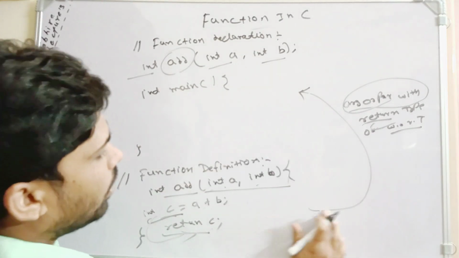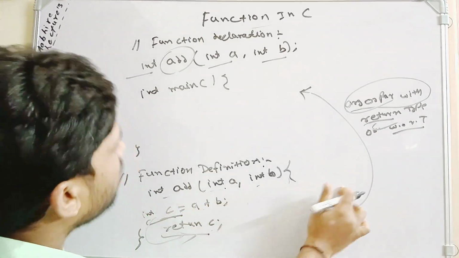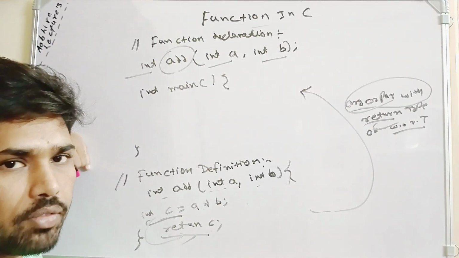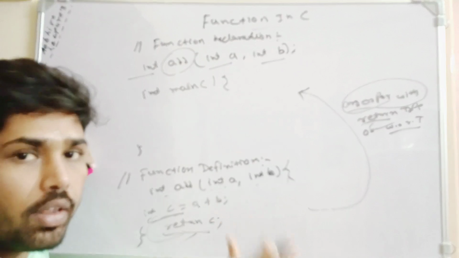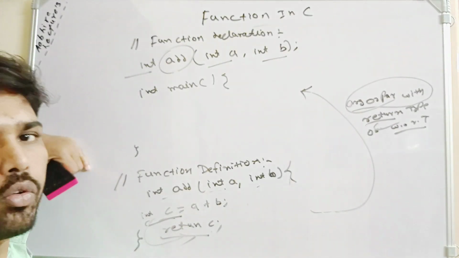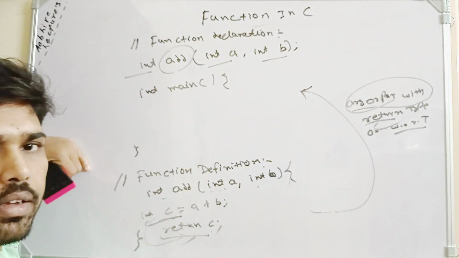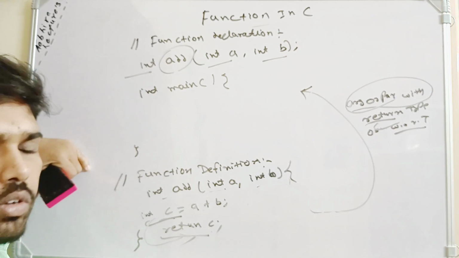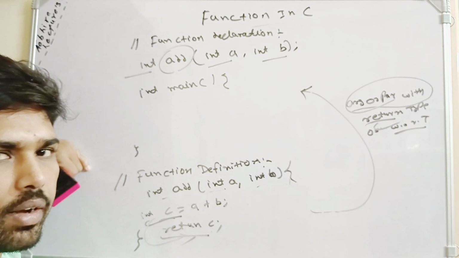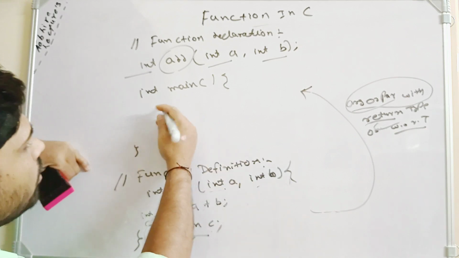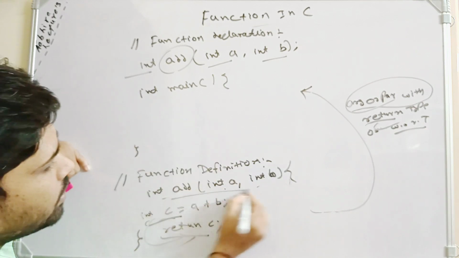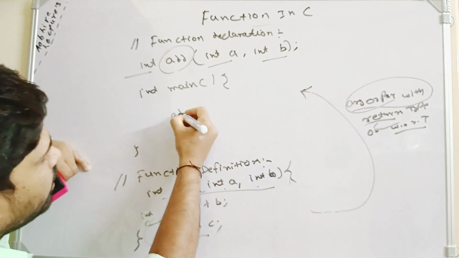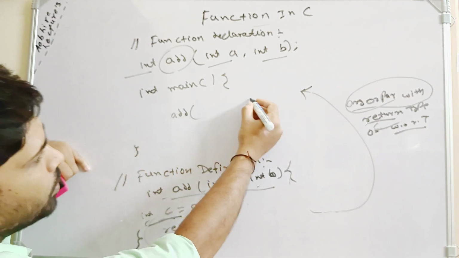Now this function we will call in the main function. Always, the function which you have created, you have to call in the main function. This is the prototype or syntax, you can say. You must call in the main function whichever function you have created. So now we will call this function with arguments. So add, I'm calling here with arguments.